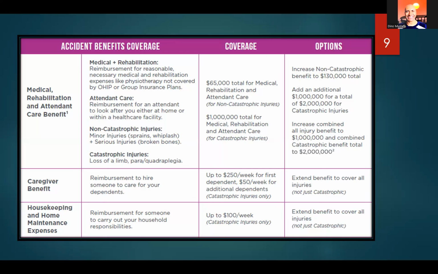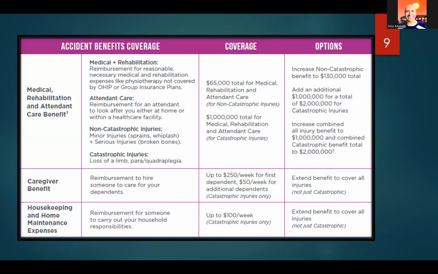So for non-catastrophic, there are two options, but for catastrophic, there's only one option. Remember it that way, that's very easy to remember, okay? So what are the two options for non-catastrophic? You can double the 65,000 to 130. That's option number one. Option number two is fantastic. This is what we always suggest to our customers. You can make the 65 into 1 million.